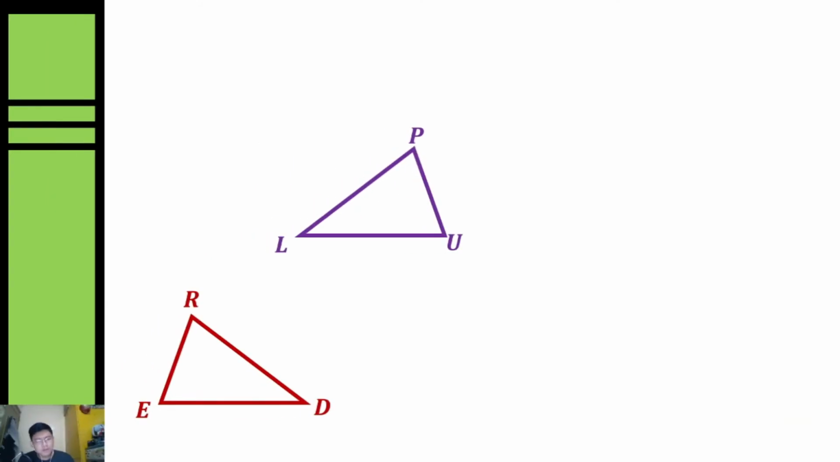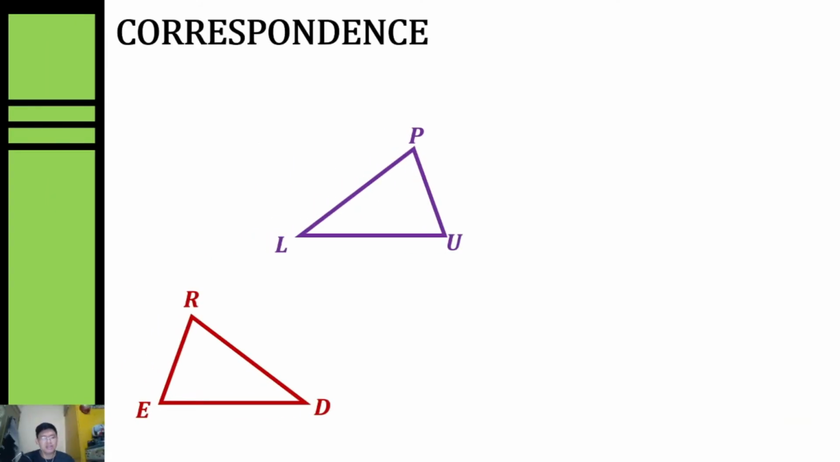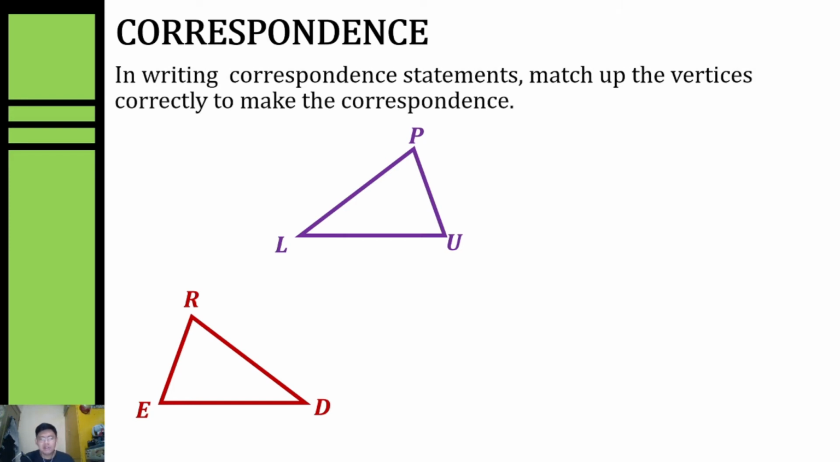On today's topic, we're going to talk about triangle similarities. Before we talk about triangle similarities, let's talk about their correspondence. In writing corresponding statements or correspondence statements, match up the vertices correctly to make the correspondence. For example, we have these two triangles.